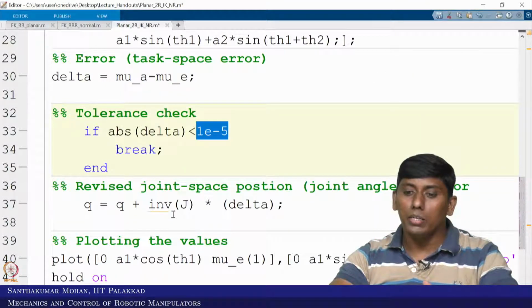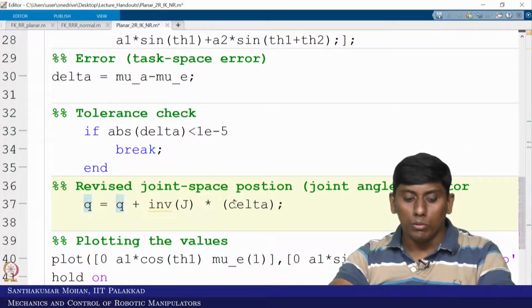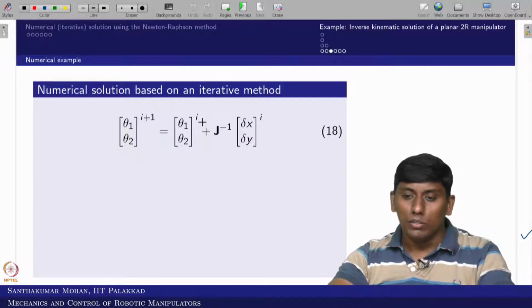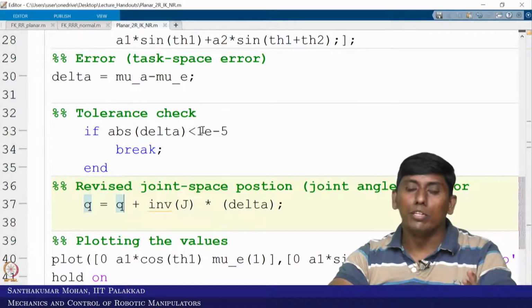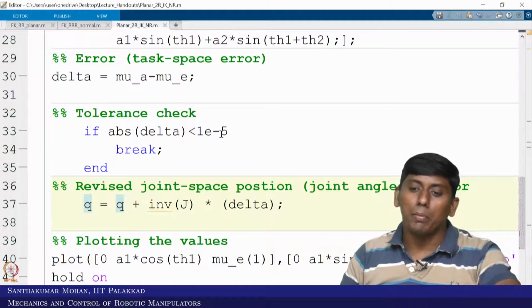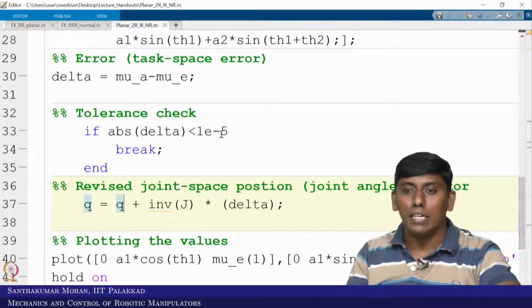So now what we are doing is q of i plus 1 is q of i plus inverse of J multiplied with the delta. Okay, so you can recheck, this is the code we have written, right? So this is the same thing. Instead of i plus 1, I have denoted it as q itself. So it may be a little confusing for you, but I don't want to keep the count iterative, in the sense that x would give a multiple array. So that I don't want. So q keeps on getting changed.